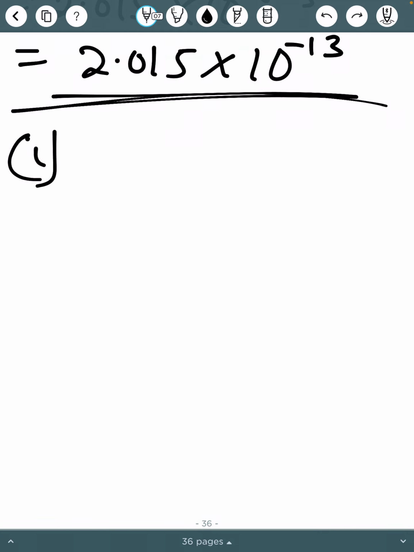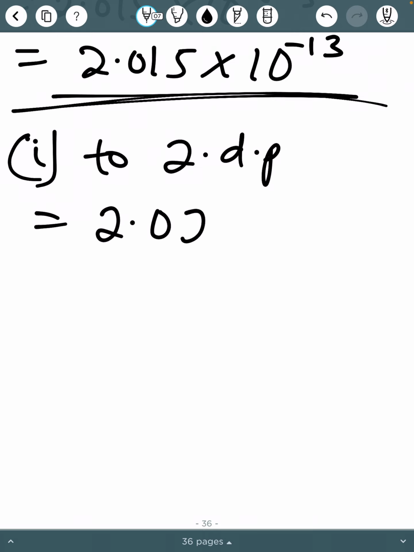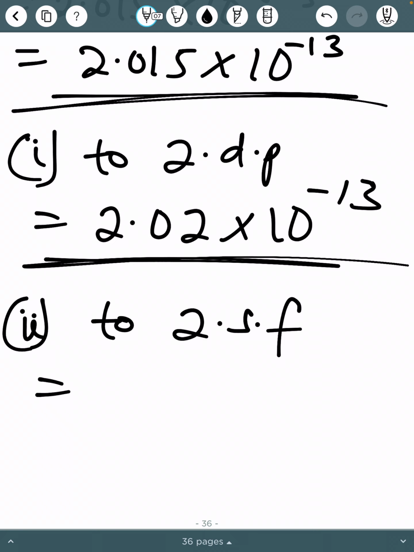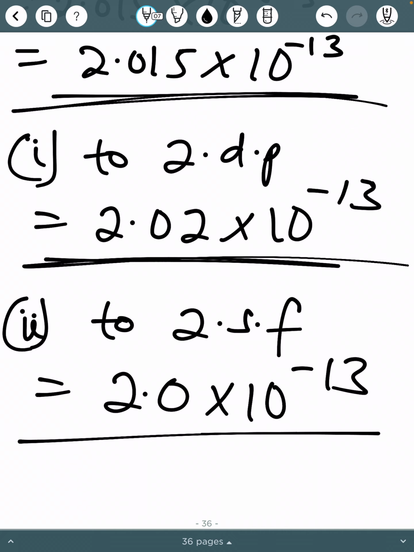Then it says I should approximate to 2 decimal places in Roman numeral 1. So my answer will be 2.02 times 10 raised to power minus 13. 2 decimal places in the sense that I'm to approximate up to this 1. So I'll check this 5. It's up to 5. I'll add 1 to the 1 and throw this 5 away. Then the second step says I should leave my answer in 2 significant figures. That will give me 2.0 times 10 raised to power minus 13.